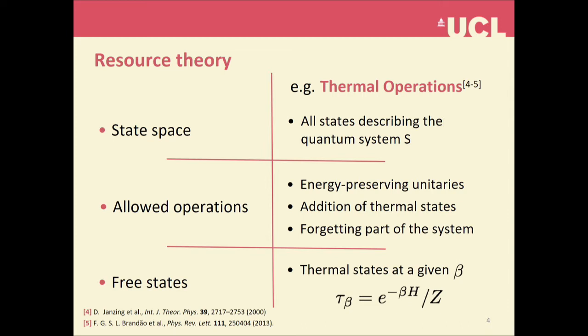Moreover, we cannot act over our system with any operation we want. Maybe because we have some restriction, because it might be that some of these operations are expensive, or maybe because the law of nature forbids us from using some kind of operation. So within this framework, we have allowed operations, which is everything we can apply to our system.